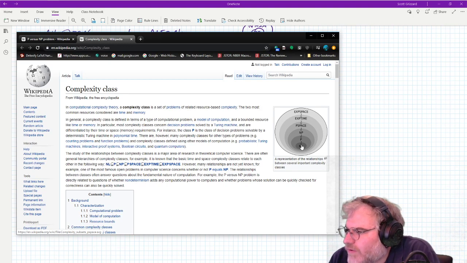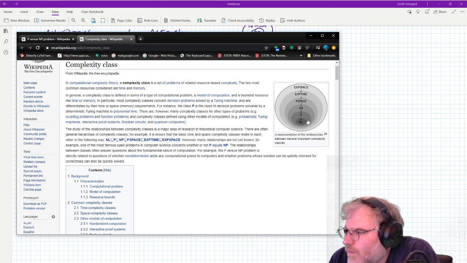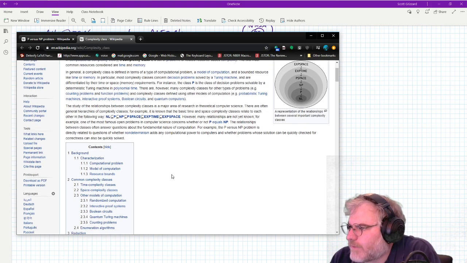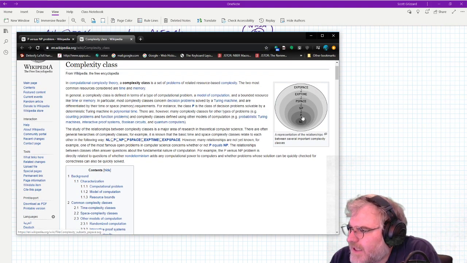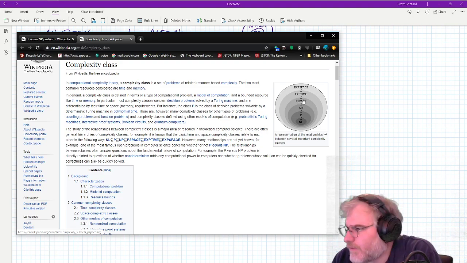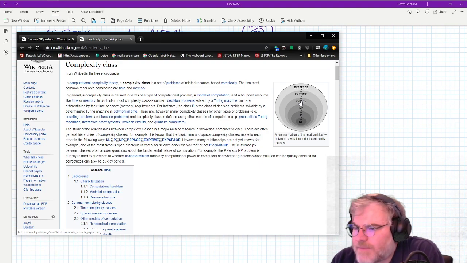And we actually don't know where the inclusions are. We know that this level at the bottom does not equal this level at the top, but we have no idea which ones are not equal. We think that P is a strict subset of NP, but we don't know. We also think that P is a strict subset of PSPACE, but we don't know. All right. And that's the big $1 million question.